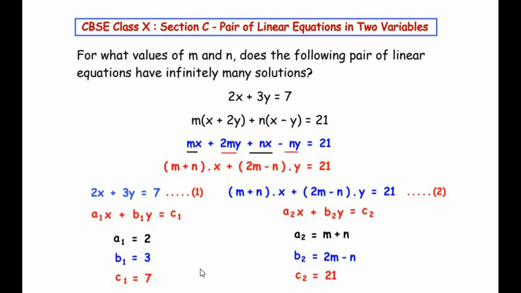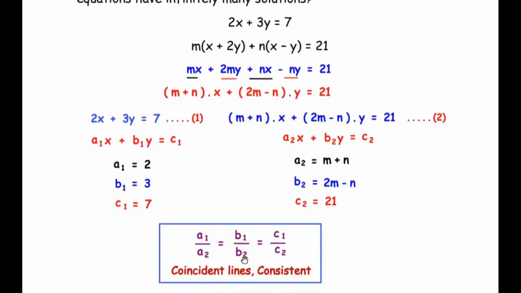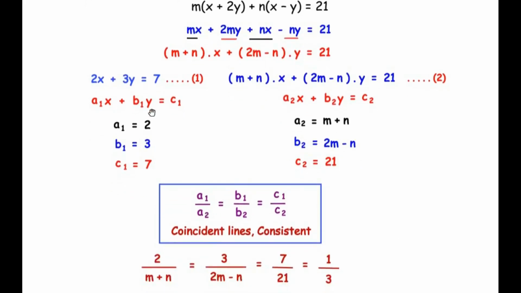Now once we have got the values of these variables, we have the condition for infinitely many solutions, that is coincident lines, as a1 over a2 is equal to b1 over b2 is equal to c1 over c2. So this is the condition for the lines representing infinitely many solutions or coincident lines. Now in the next step we are going to substitute the values of these variables. So we get a1 over a2 becomes 2 over m plus n is equal to b1 over b2 becomes 3 over 2m minus n is equal to c1 over c2 becomes 7 over 21.